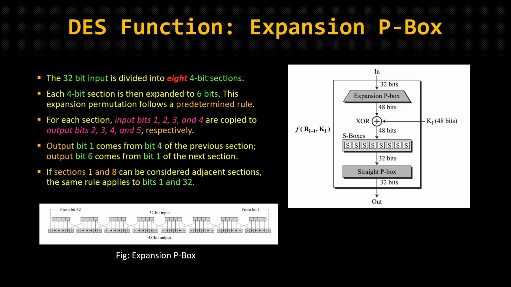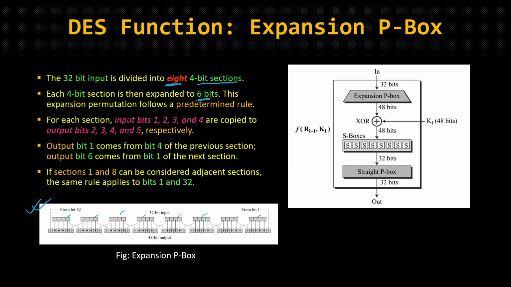So the functionality of this expansion P box is shown here, as you can see in this diagram. The 32-bit input that we are feeding into this expansion P box is divided into 8 4-bit sections. So how many? 1, 2, 3, 4, 5, 6, 7, 8. It is divided into 8 4-bit sections. Now each 4-bit section is then expanded to 6 bits in its output.